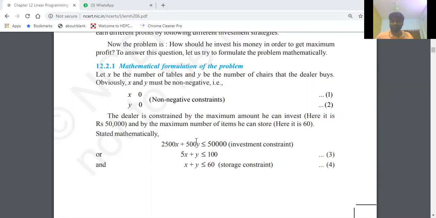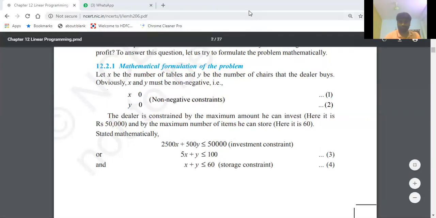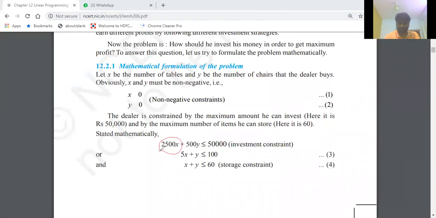2500x is the expenditure on tables. Similarly, what is the cost per chair? 500 rupees. How many chairs we are going to purchase here? Let us take y. So the expenditure on chairs is 500 into y. If you add both, expenditure on tables and expenditure on chairs, that must be 50,000 or below, not more than 50,000. Your budget is that much only, correct?